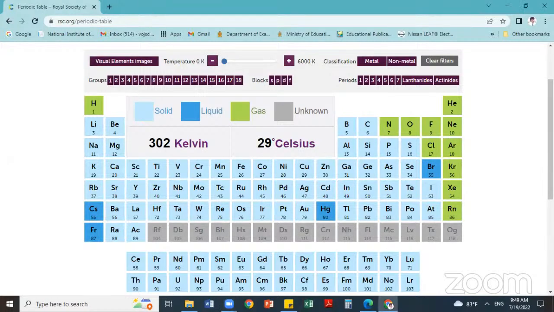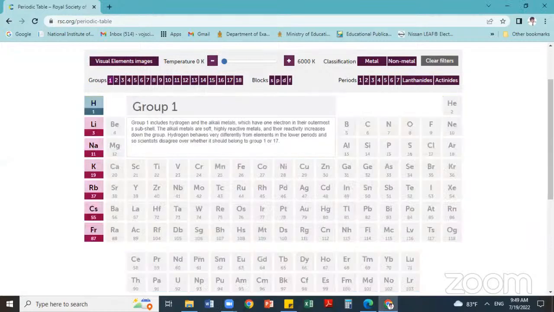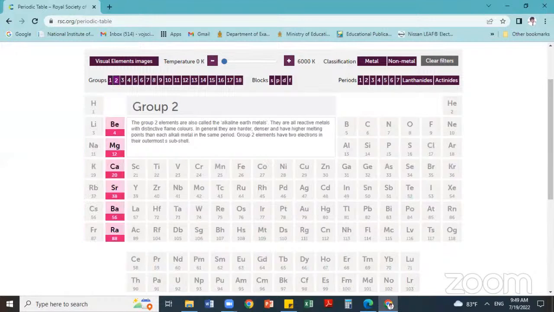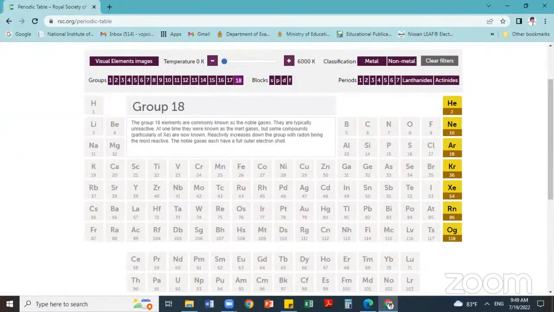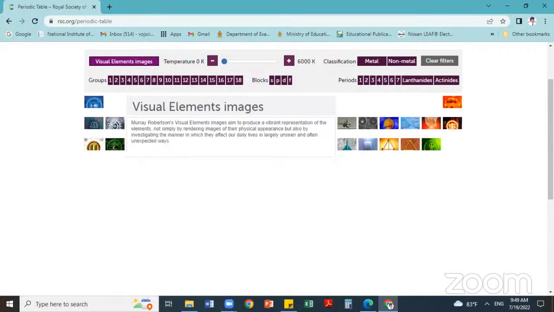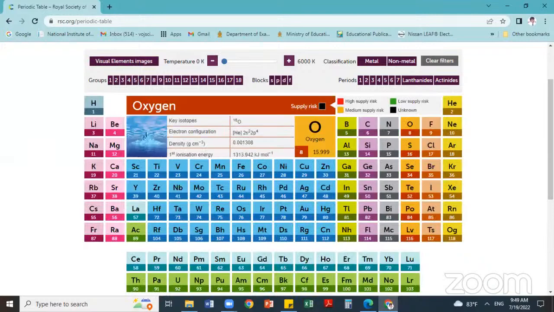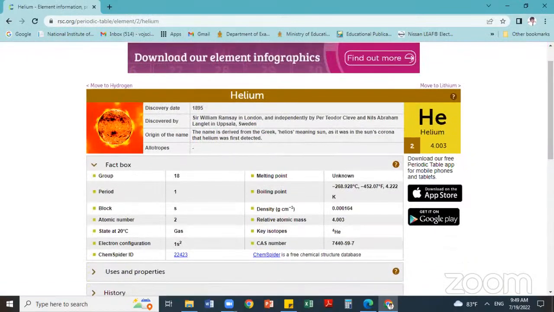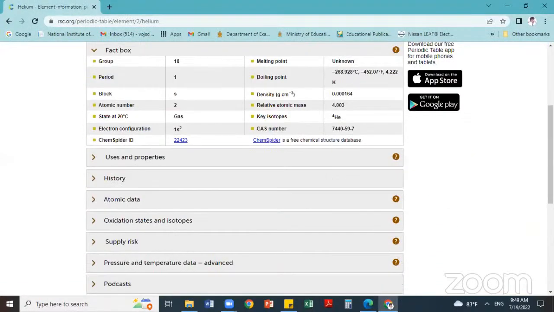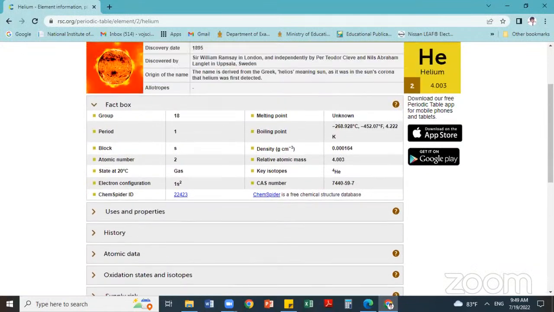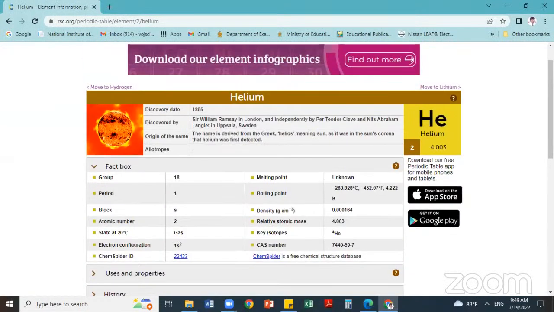You can click on group 1 and it will highlight only the group 1 elements. Group 2, group 8. If you go to group 8: helium, neon, argon, krypton, xenon, radon. Group 8, noble gases. And you can click on any element, say helium, and get much information about helium. If you double click on any symbol, it gives the history, atomic data, video, references, who discovered it, discovery date, any allotropes.